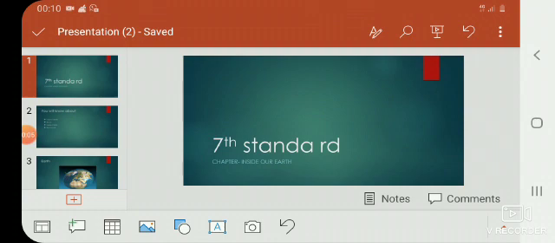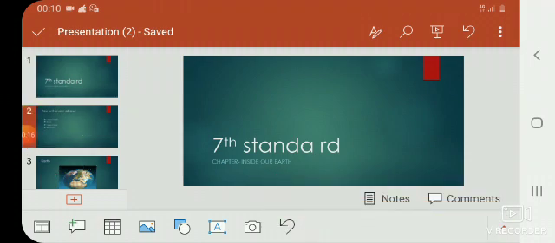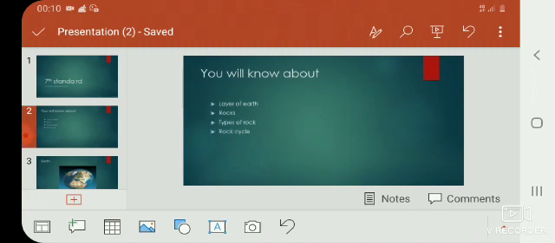So, in this session, we are going to read chapter number 2, that is Inside Our Earth. In this session, you are going to learn about the layers of the earth, rocks, types of rocks, and the rock cycle.